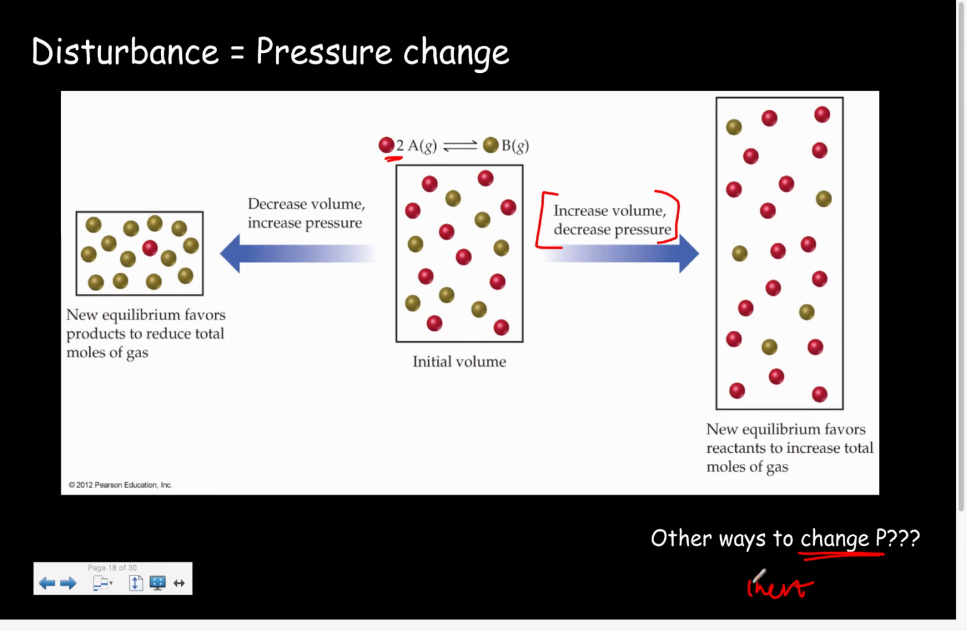Your book mentions it briefly, that we could add an inert gas. So if we were to pump this full of neon, for example, that would increase the overall pressure, yes? But it doesn't change the partial pressure of A or the partial pressure of B because neon is not a part of this equilibrium system.